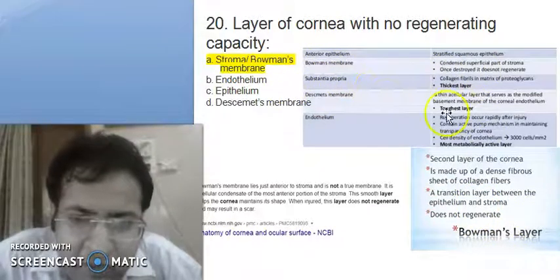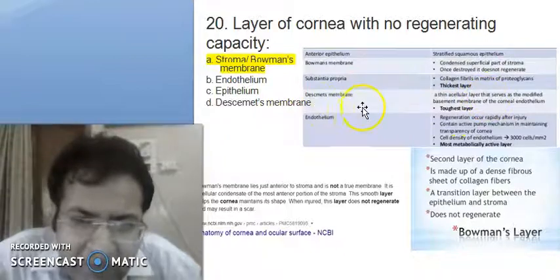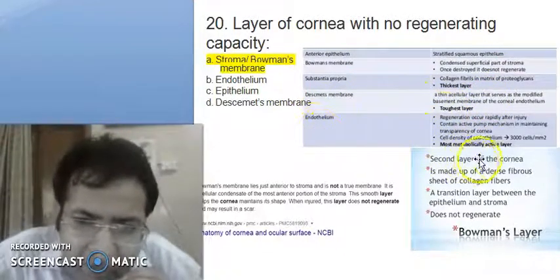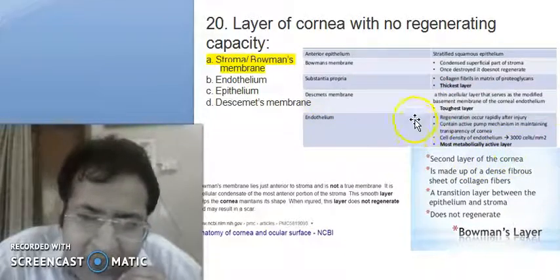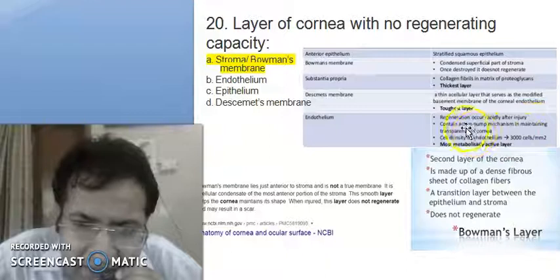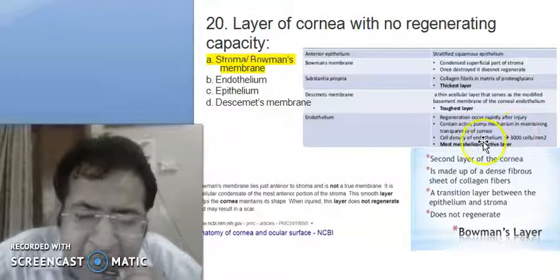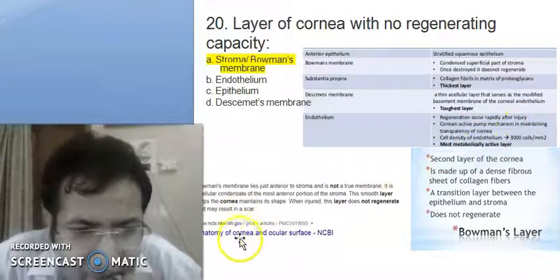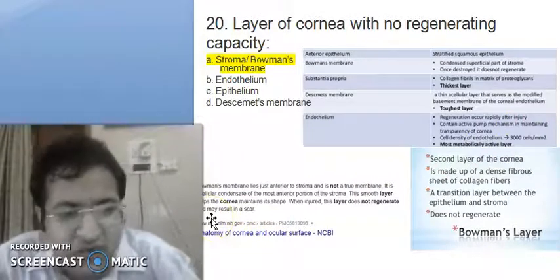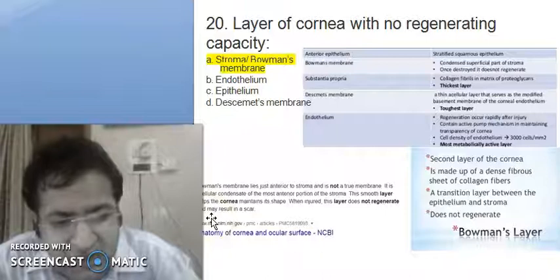The substantia propria is the thickest layer. The Descemet's membrane is the toughest layer, and the endothelium is the most metabolically active layer, though its regeneration occurs rapidly after injury. It contains an active pump mechanism which maintains the transparency of the cornea.